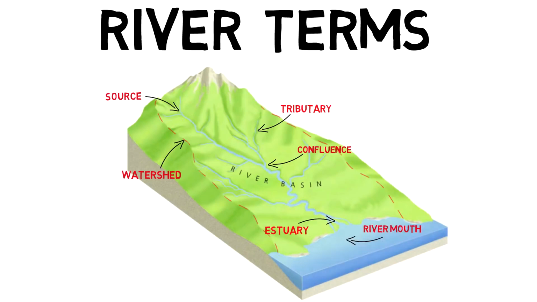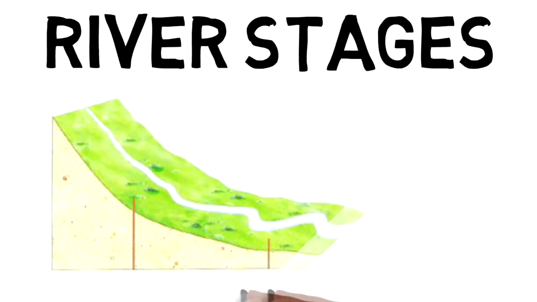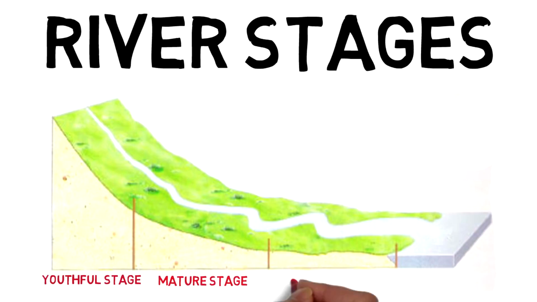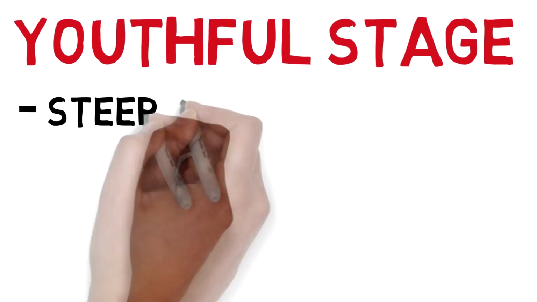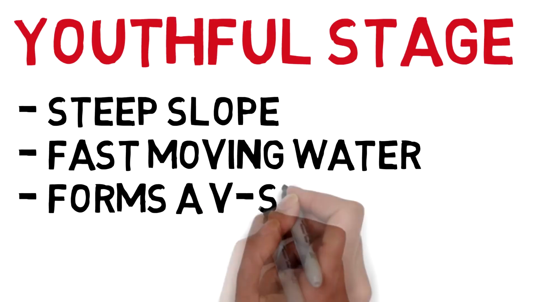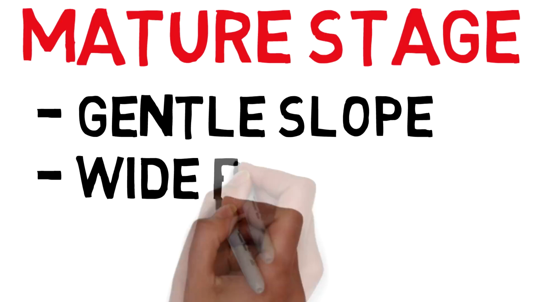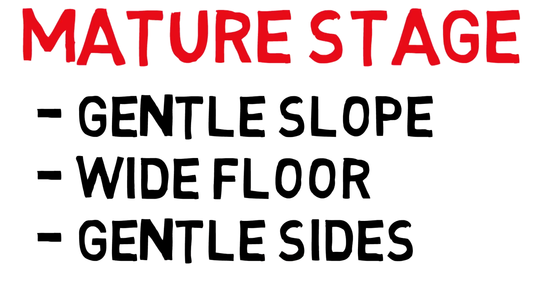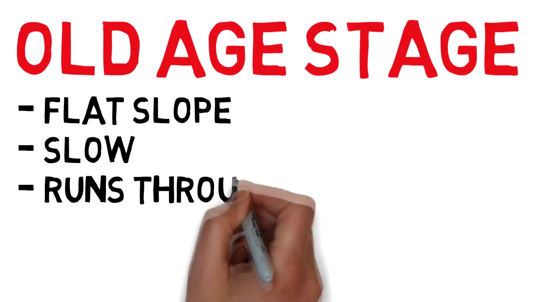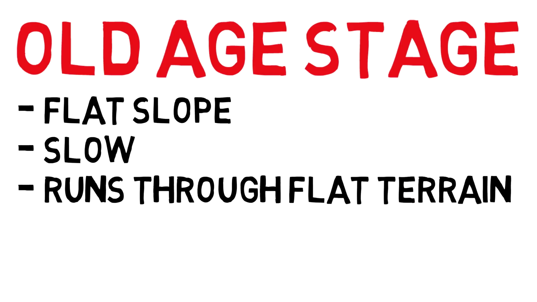So now that we have all the terms out of the way, we can move on to the 3 different stages of the river. The river can be separated into 3 different stages. These are the youthful stage, the mature stage, and the old stage. We will start off by talking about the youthful stage of the river. This stage of the river has a steep slope, fast-moving water, and often forms a V-shaped valley. Next up is the mature stage of the river. This has a gentle slope and forms a valley with a wide floor and reasonably gentle sides. Lastly, we have the old age stage, which is an almost flat slope and runs very slowly through flat low land.